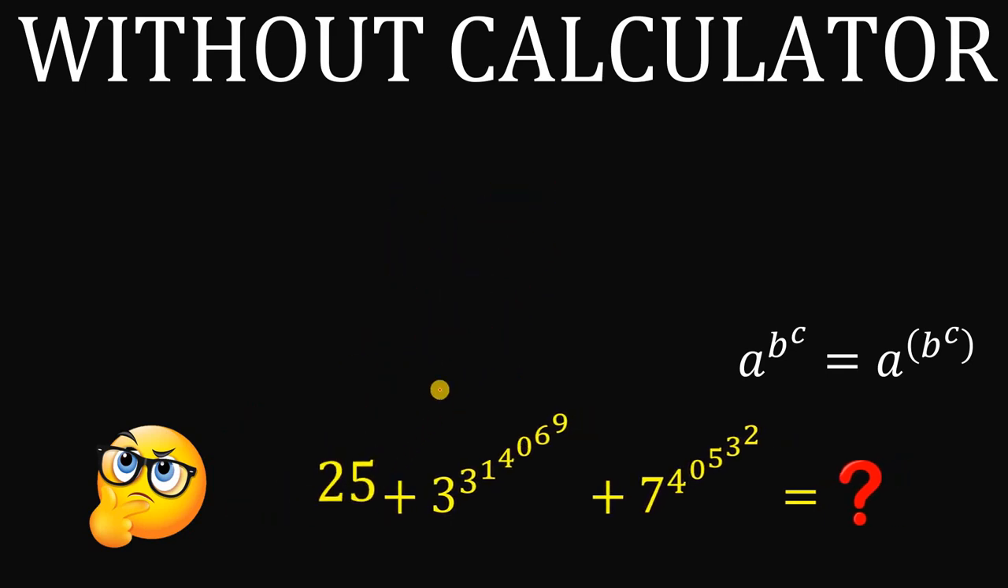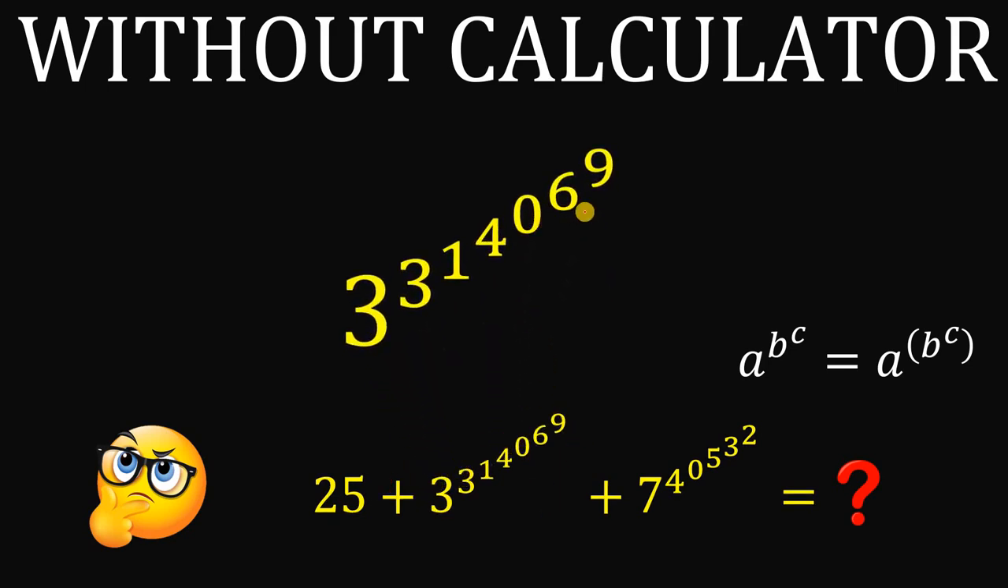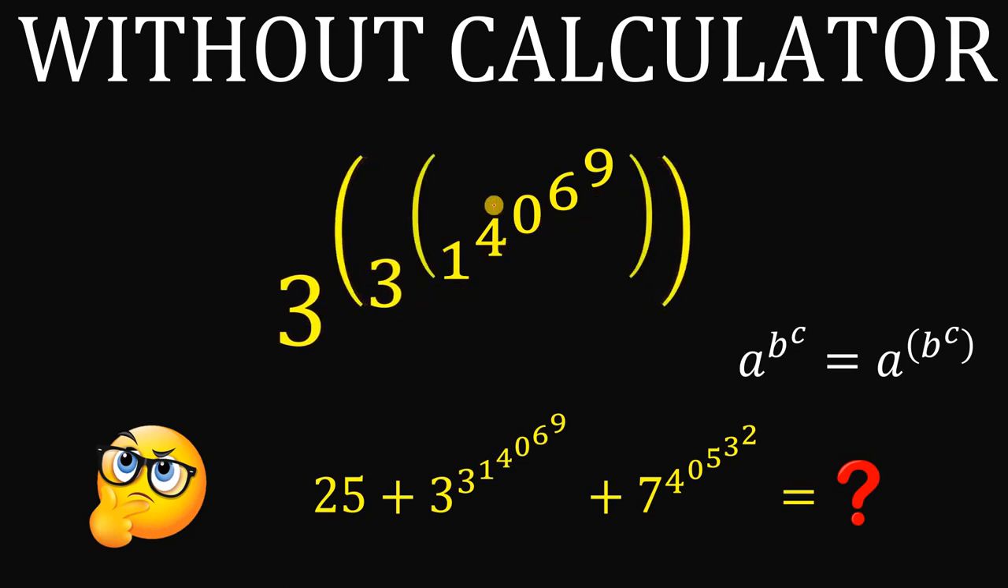Alright, now how about the value of the second expression? 3 raised to the power of 3 raised to 1 raised to 4 raised to 0 raised to 6 raised to 9. Alright, so this can be written using this identity. This can be written as 3 raised to the power of 3 raised to 1 raised to 4 raised to 0 raised to 6 raised to 9. And 3 raised to 1 raised to 4 raised to 0 raised to 6 raised to 9 can be written as 3 raised to the power of 1 raised to 4 raised to 0 raised to 6 raised to 9.